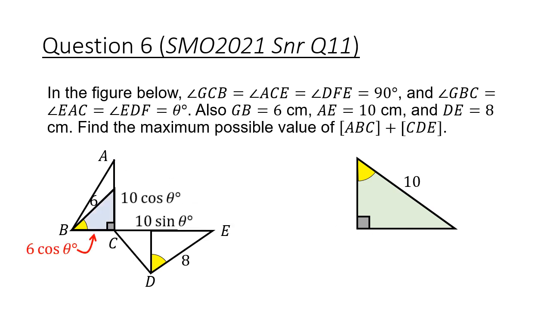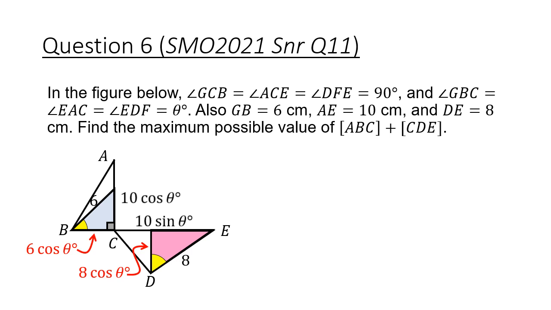Next, for this blue triangle, the base would be 6 cosine theta, and for this pink triangle, the height would be 8 cosine theta. Now we know the base and heights of triangles ABC and CDE. We can find the area of these two triangles using half base times height, and that will give us 30 cos squared theta for triangle ABC and 40 cos theta sine theta for triangle CDE.